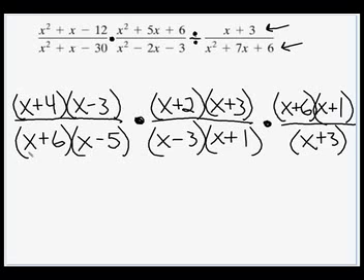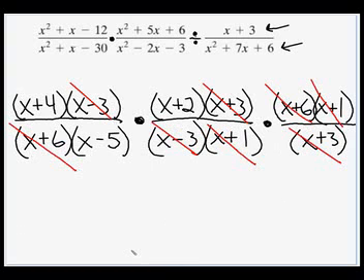Let's see. On this diagonal, x plus 6, x plus 6, x plus 1, x plus 1, x plus 3, x plus 3. Oh, x minus 3, x minus 3. Look at all of that. It looks like that's as far as we're going to go.